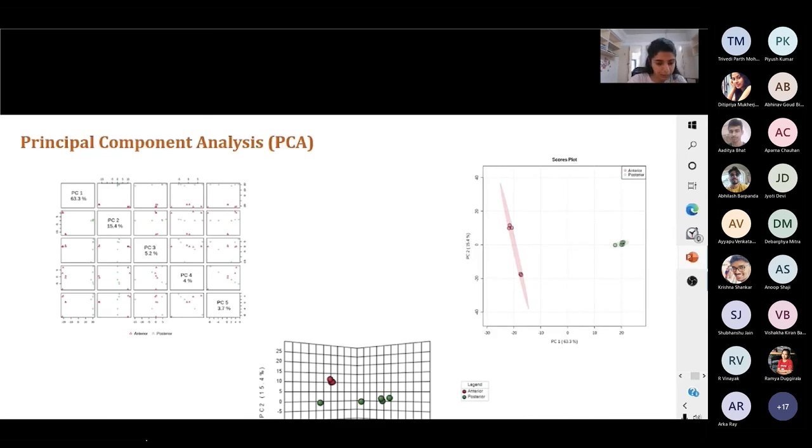So next, principal component analysis was done, which shows that red was the anterior protein and green was the posterior protein, and these are two separate proteins which interact with themselves. A score plot was also shown, which showed a PC1 of 63.6% and PC2 of 15.4%. The loading map 3D was also shown, which shows that proteins in the anterior pituitary interact with each other, and in the green part, the proteins interact with each other in the posterior part.